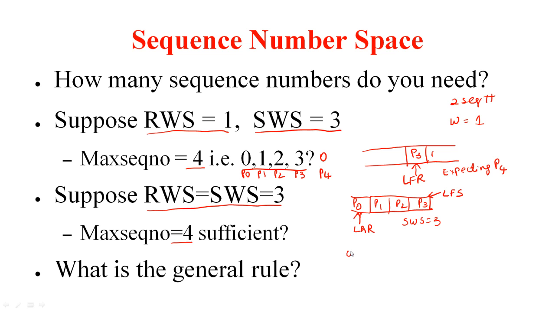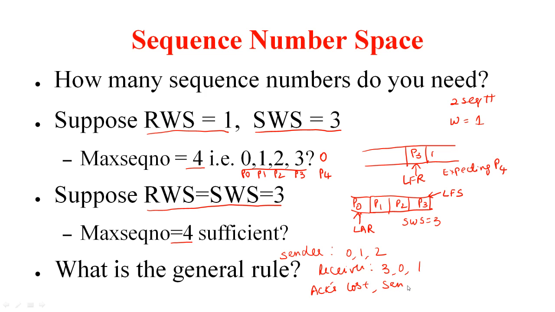Suppose the sender sent 0, 1, 2. So this is what the sender sent, and the receiver received these. So the receiver is expecting 3, 0 and 1. So it kind of progressed forward. But let's assume that all the ACKs the receiver sent got lost.